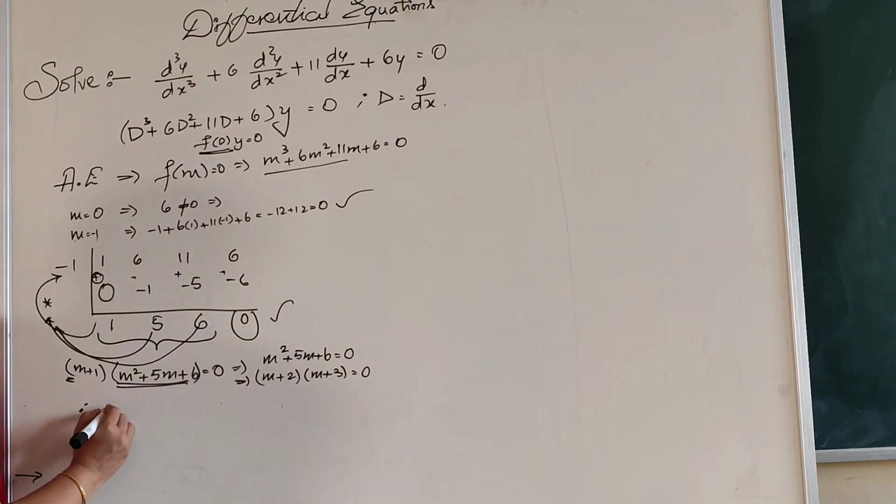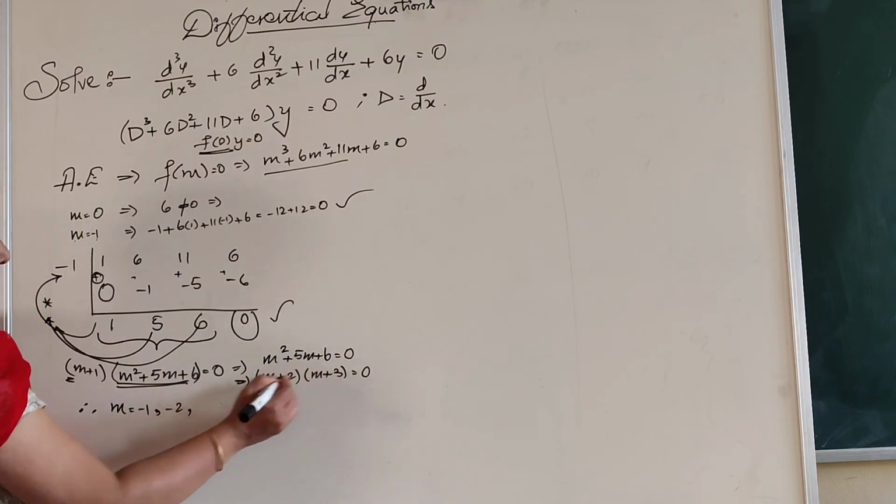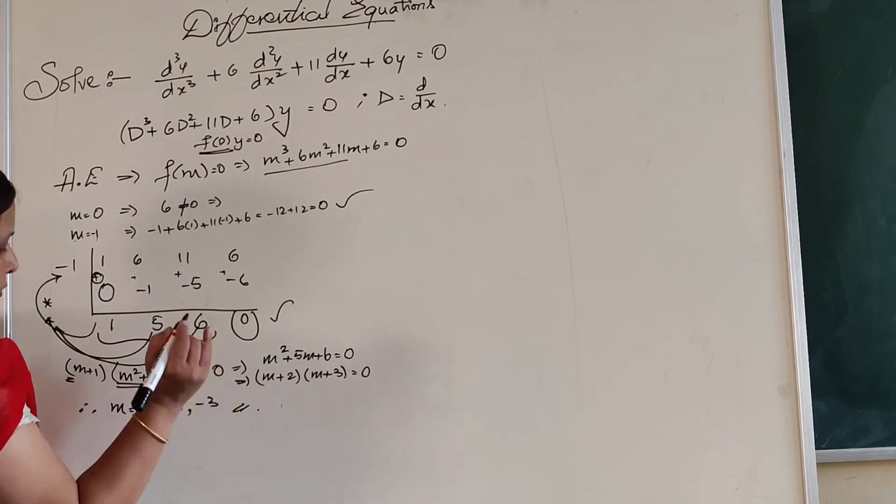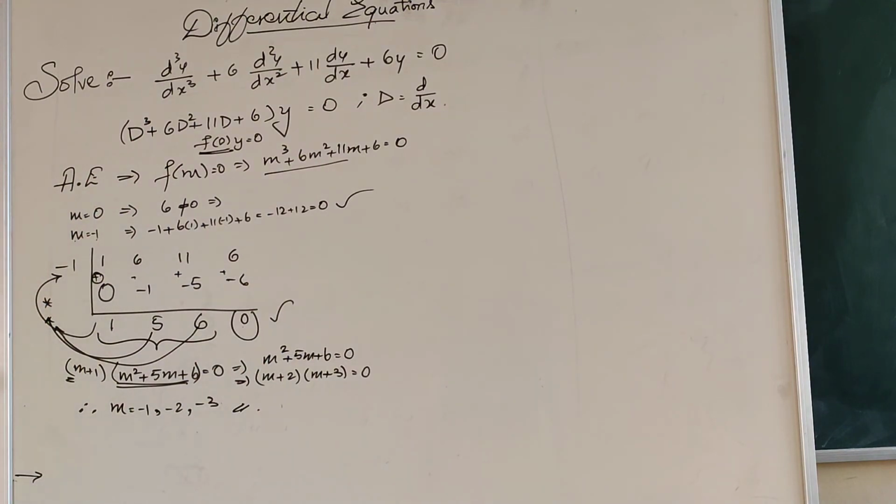Therefore, putting them equal to 0, we get m equal to minus 1, m equal to minus 2 and then m equal to minus 3. These are the roots of the auxiliary equation. Now based on the roots, we are supposed to construct our solution, that is the complementary function, and you can see the nature of these three roots is unique roots. So unique roots, how does the complementary function look like?